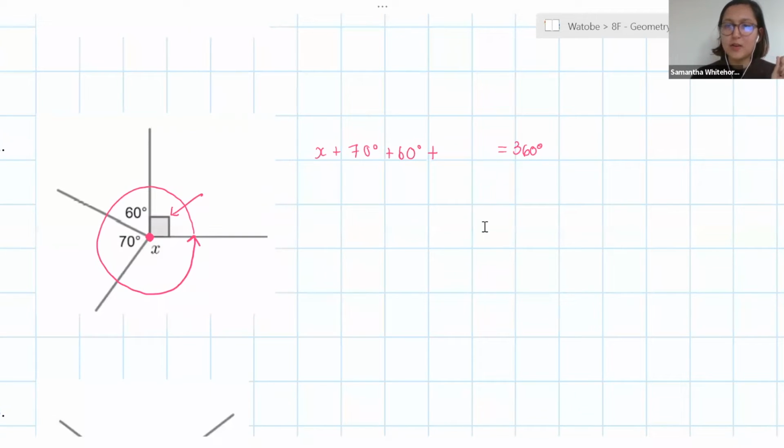Okay, Kayla, I saw your hand go up. Do you want to answer for us? Yes, ma'am. It means that it's a 90-degree right angle. Awesome. Yes. Well done. Thank you.